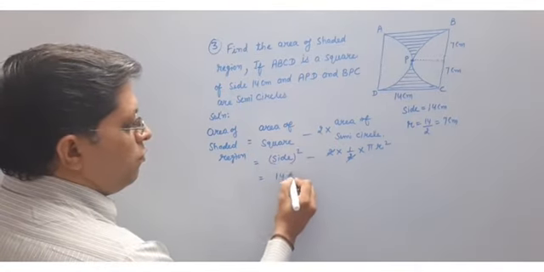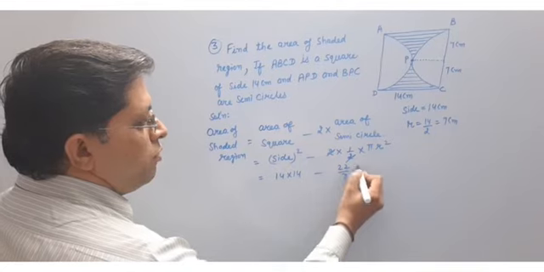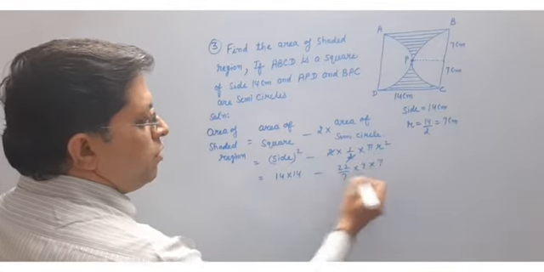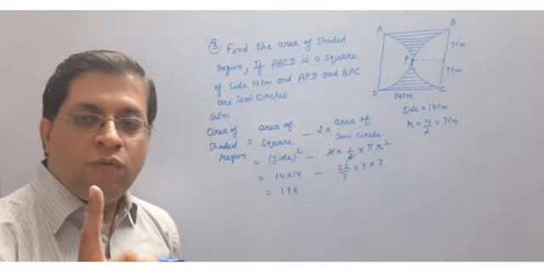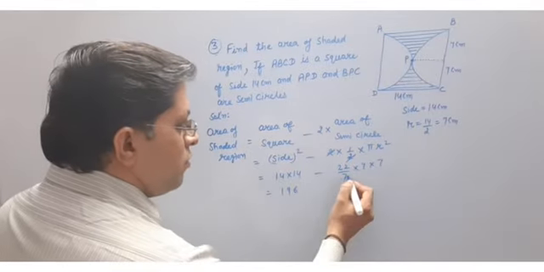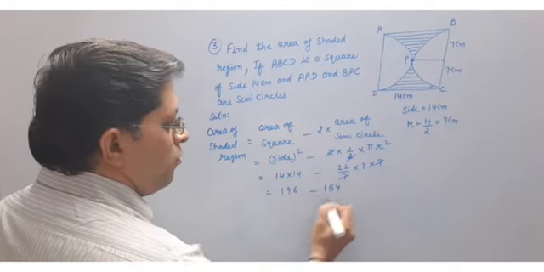Side into side means what? 14 into 14. The value of pi is 22 upon 7. 7 into 7, this is your 196. Okay, 14 into 14 is 196. 7 cancels with 7, 22 into 7 is 154.